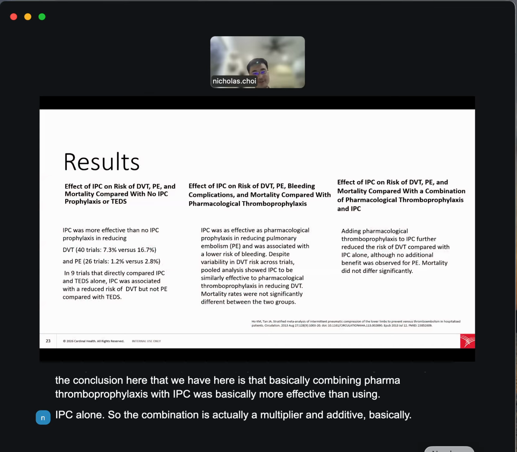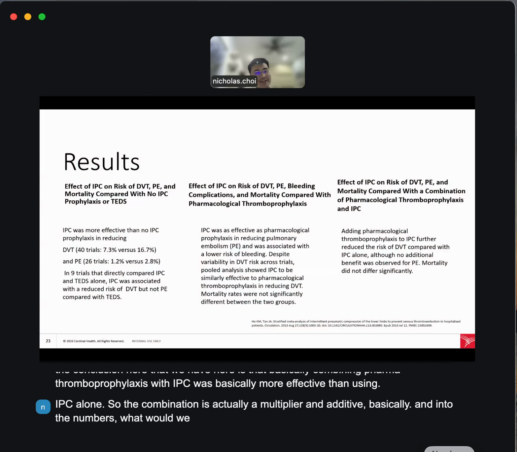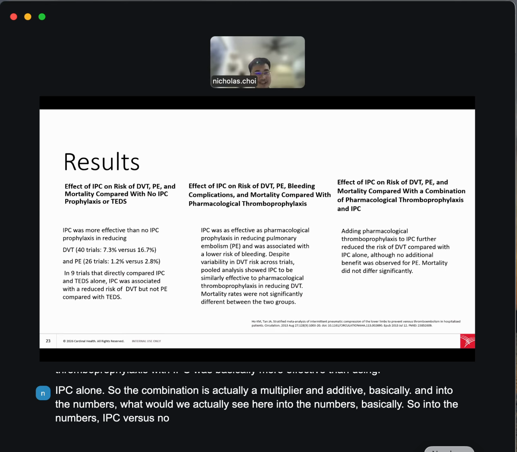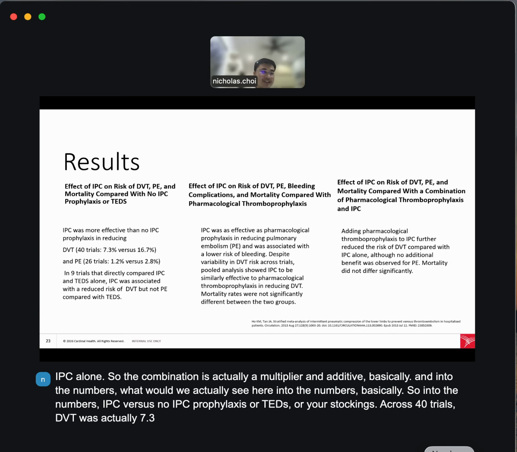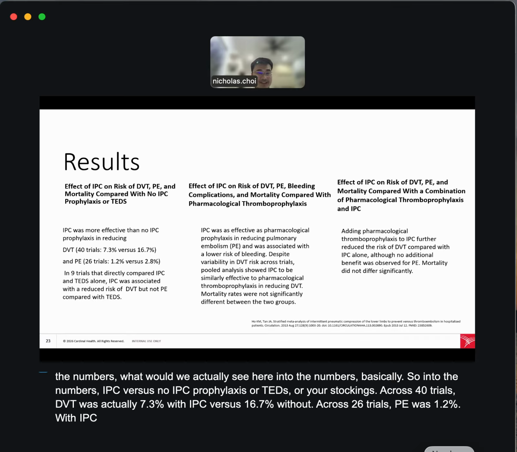And into the numbers, what would we actually see here? So, IPC versus no IPC prophylaxis or TEDs or your stockings. Across 40 trials, DVT was 7.3% with IPC versus 16.7% without. Across 26 trials, PE was 1.2% with IPC versus 2.8% without. So IPC roughly halves both DVT and PE risk compared to no prophylaxis.